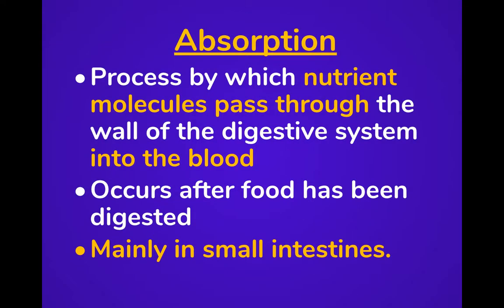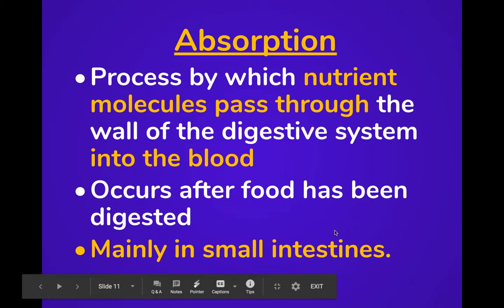A lot of your processes, if they have the suffix -tion, as in shun, they are processes. So digestion, absorption. This is the process by which nutrients or molecules pass through the wall of the digestive system into the blood. In other words, it's the process or the act of them getting absorbed. This occurs after the food has been digested, and it mainly occurs in the small intestines.